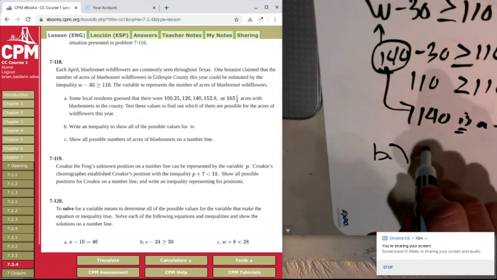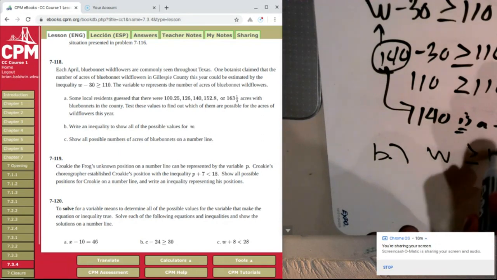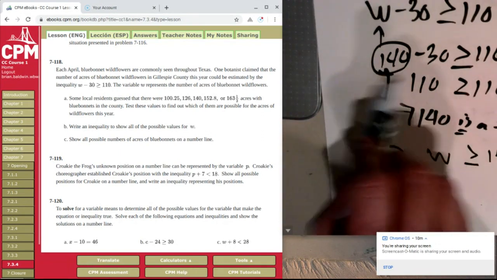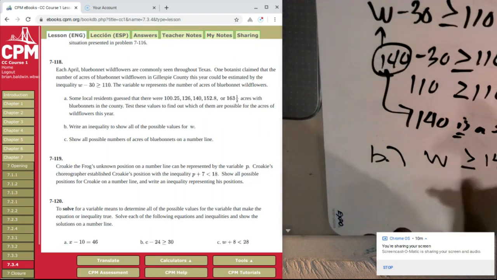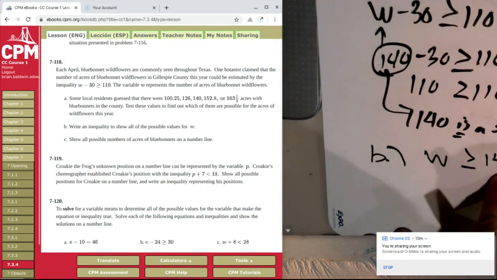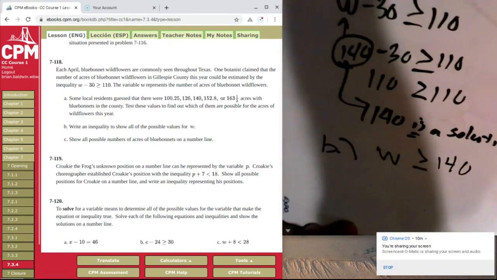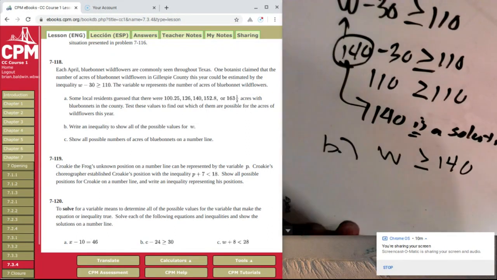So W, we know, could be greater than or equal to 140. Because remember when we plugged in 140 up here, it was exactly the smallest number that would make the statement true. So this makes it equal, so W can be equal to 140. But when you guys plugged in something greater than 140, including the 152.8 and the 163.5, you learned that also made the statement true.